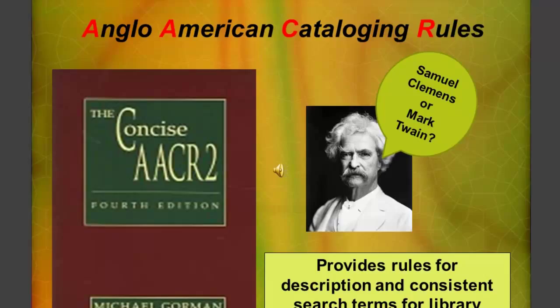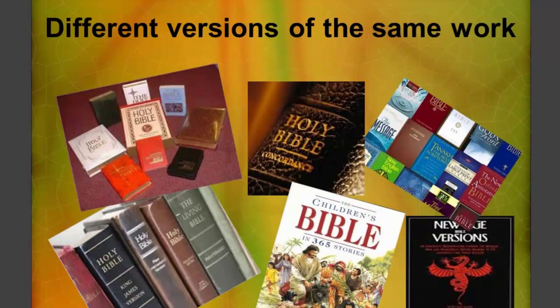Another situation where you might want to look in the AACR2 would be where you would have different versions of the same work. For example, the Bible is a book that has many versions, and we might look to AACR2 to help us. You might have a patron that wants to access the King James Version of the Holy Bible. You might have a children's version. But we need to make all of these items consistent where a person can find them anywhere.